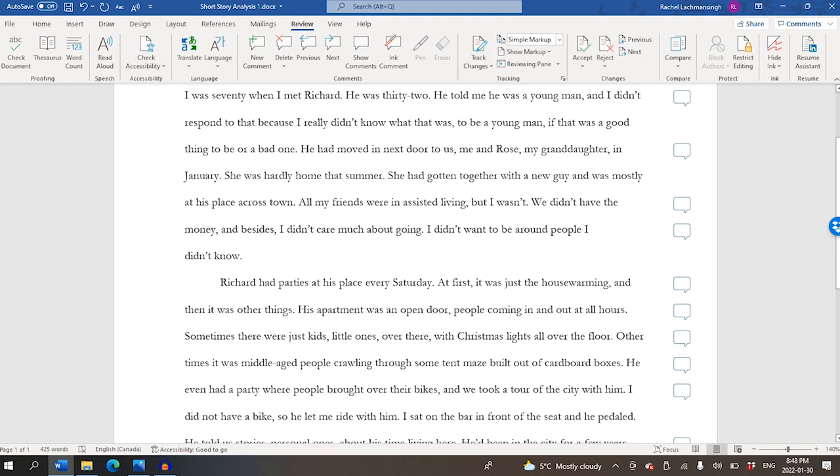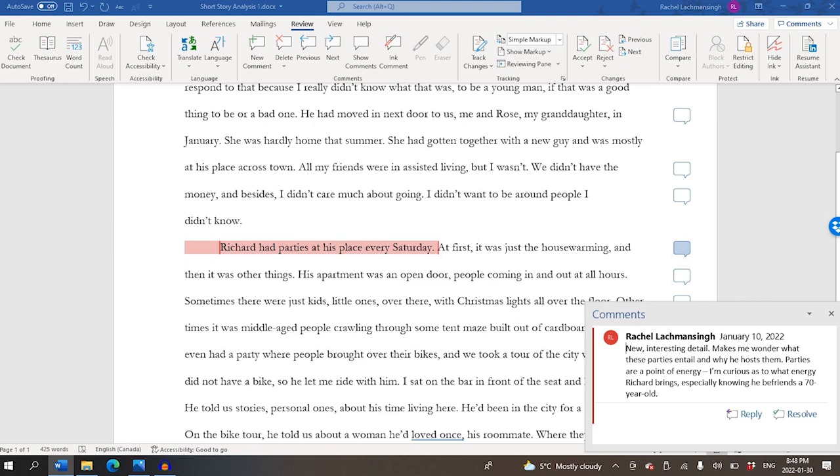It's always, is this making me want to continue? Is this making me curious? Almost always, that's how I know whether or not I'm going to love a short story. So the next line that I highlighted is, "Richard had parties at his place every Saturday." As my comment says, this is a new interesting detail, and it makes me wonder what these parties entail and why Richard hosts them.